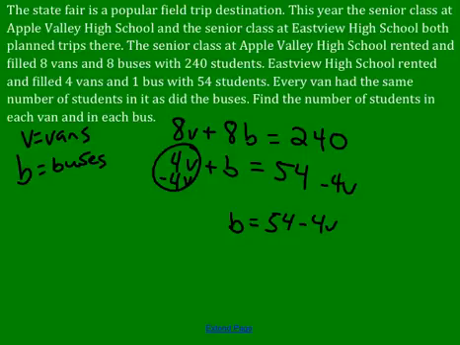Well then, good thing I got another equation. So I'm going to write that in red. I have 8 vans plus 8 times what I substitute in: 54 minus 4V equals 240. This is going to be a really big negative. So 8V plus 432 minus 32V. I went through my note sheet and I realized that I did it by doing elimination.